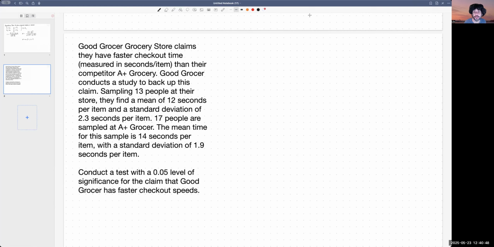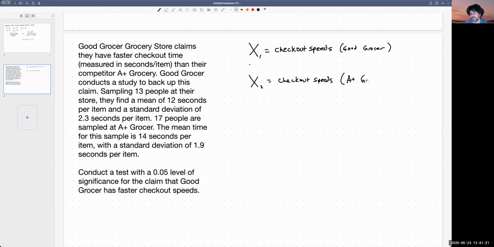for the claim that Good Grocer has faster checkout speeds, right? So I'm going to write this out in some detail. You don't always have to do this, but just to see the structure that lives underneath. There's a distribution of, let's call it, checkout speeds in seconds per item for Good Grocer. And there's a similar distribution of checkout speeds at A Plus Grocer, right?